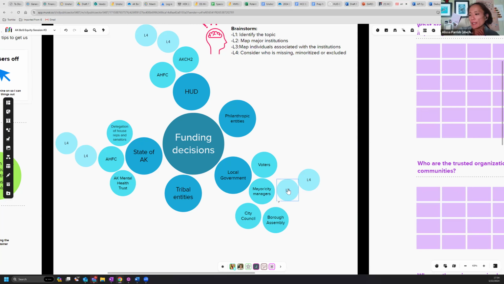So then I'm wondering if for local government, the L4 is to consider who is missing, minoritized, or excluded. Maybe they may be voters, but they're voters who aren't actually represented in their representation at the state and or federal level. And maybe that's where citizens come in. All voters are citizens, but not all citizens are voters. What about constituents? Yeah, that works.